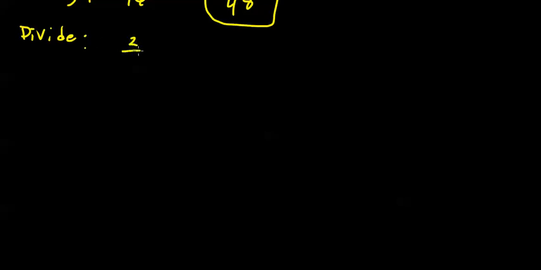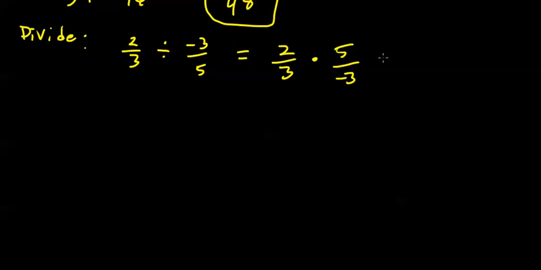See, how about 2/3 divided by minus 3/5? Well, as you probably know, when we divide fractions, some people say keep, change, flip. Back in the old days, we used to call it invert and multiply. Basically, I'm going to take that divisor fraction, minus 3/5, and invert it, and that turns it into a multiplication problem, which we should be able to handle pretty easily.